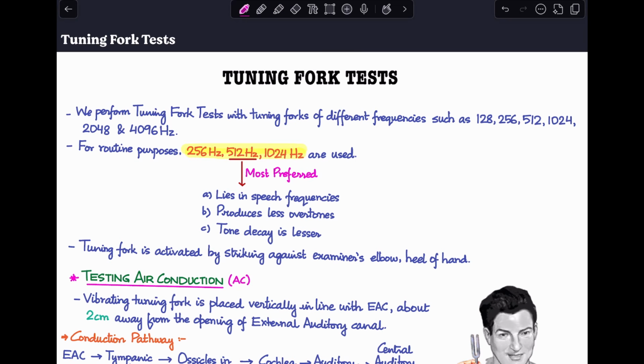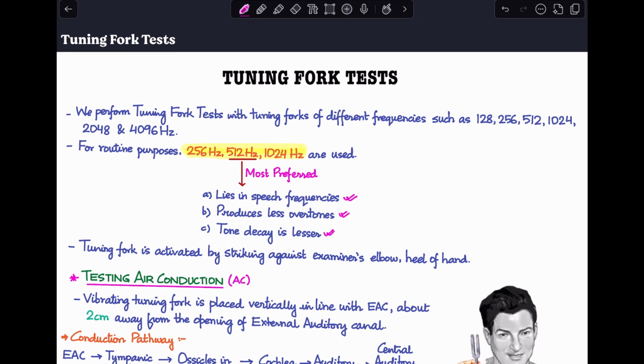And even amongst this, if you had to choose one tuning fork, and if you had maybe the option of choosing one of them, what would you choose? You would be choosing the 512 Hz. Why is this the most preferred tuning fork amongst these three? That is because this frequency lies right in our speech frequencies. Secondly, with this frequency, it also produces less of overtones and the tone decay is very less. That is why we'll perform 512 Hz over the other two tuning forks.